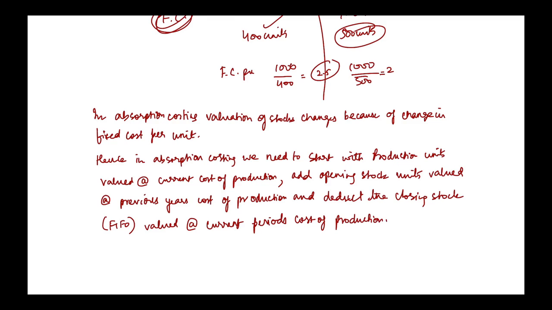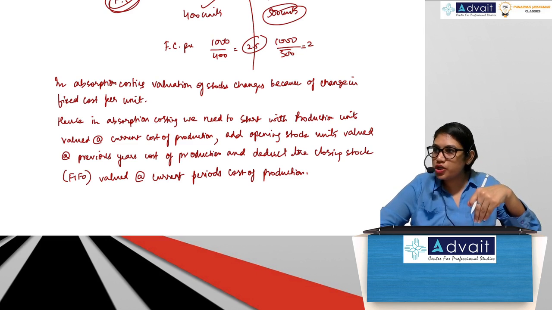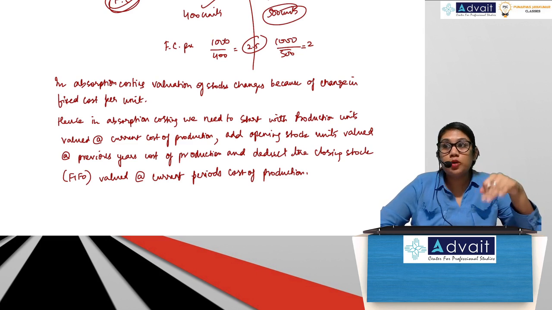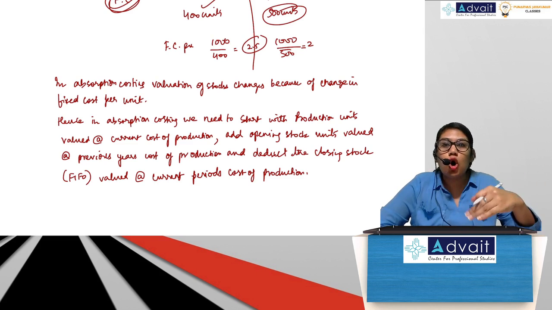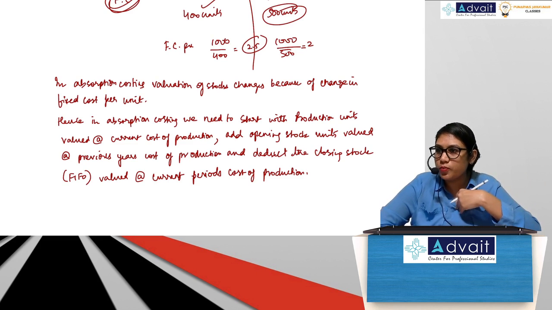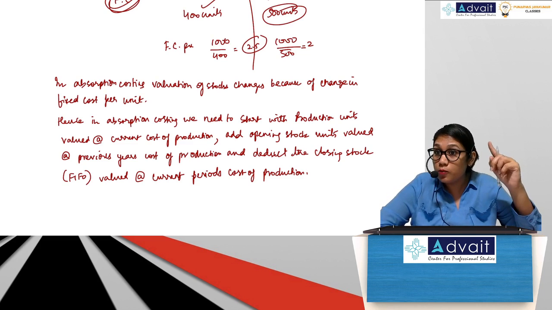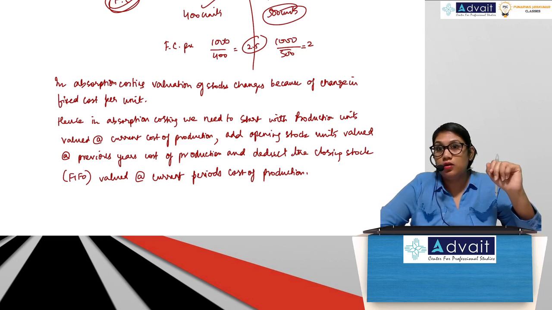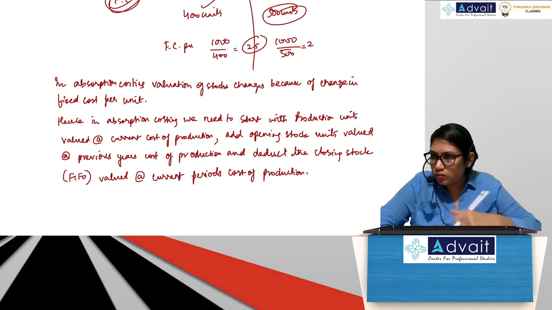Guys, correct? No? This is what we did in the cost sheet. Yes or no? Do you all remember? We did the same thing in the cost sheet. I told you opening stock should be valued as per the previous year's cost of production. If that is not there, then we use current period's cost of production. We also solved a problem on this, the nano gizmo problem. Remember from chapter 1. So I've just given you what we already know.